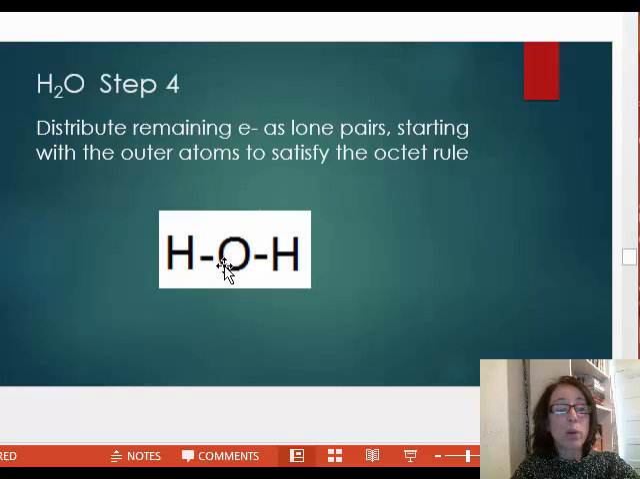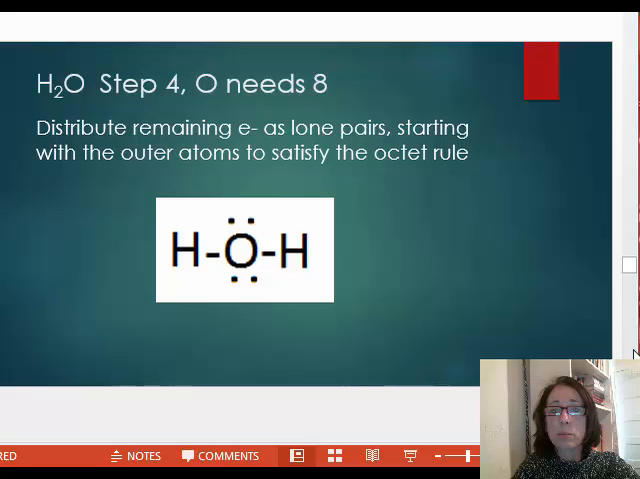Remember that oxygen is one of the few elements that always follows the octet rule, so oxygen needs 4 more electrons. We distribute the remaining electrons as lone pairs around the oxygen atom. Oxygen now has 2, 4, 6, 8 electrons. Notice that we place the lone pairs and bonds so that the 12 o'clock, 3 o'clock, 6 o'clock, and 9 o'clock positions are taken.